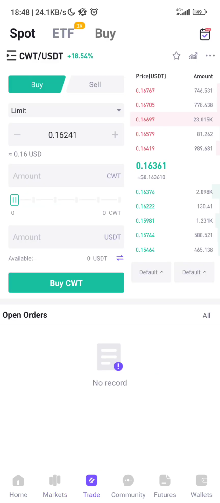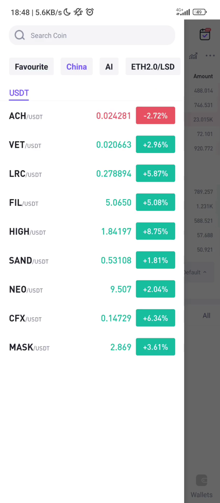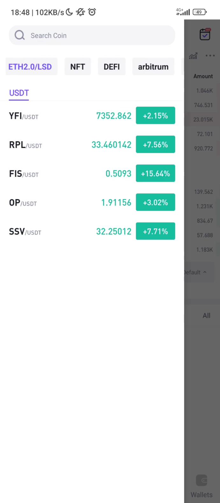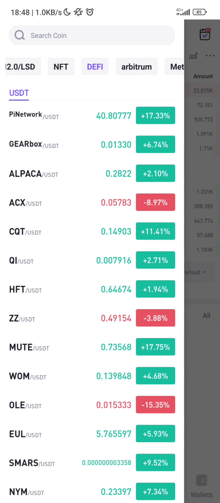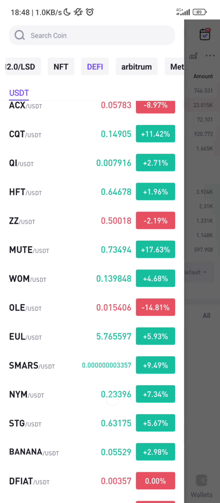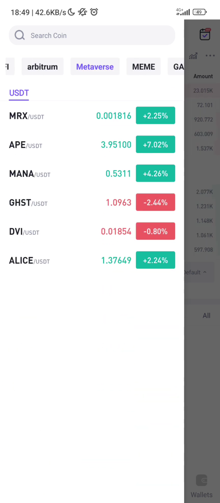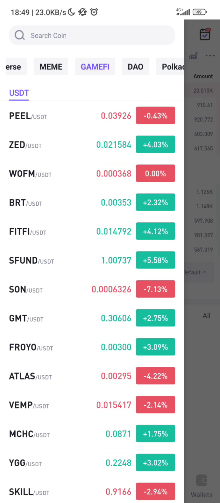So we have trade. Now this is for spot trading. You want to trade spot, you just click on this section here. You see your favorites, come to China. These are China coins. You have AI, you have ETH, you have NFT, and these are NFT tokens. We have DeFi tokens. We also have the Arbitrum network. We have the metaverse. We have meme. We have GameFi. We have DAO, Polkadot, and so many others like that.